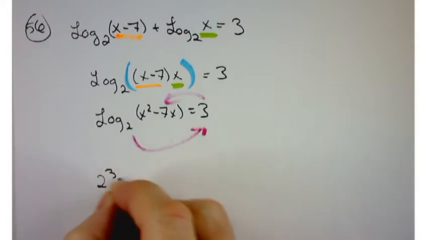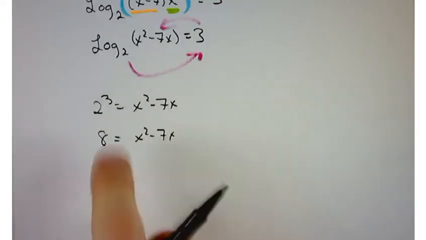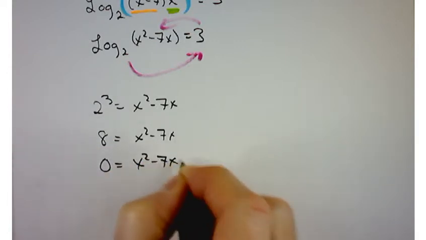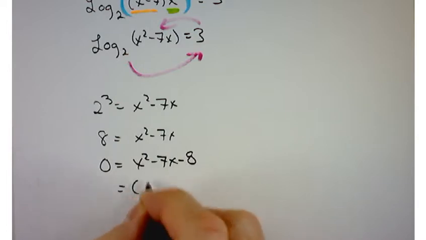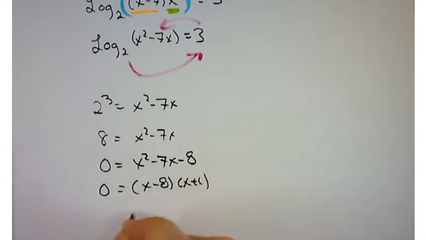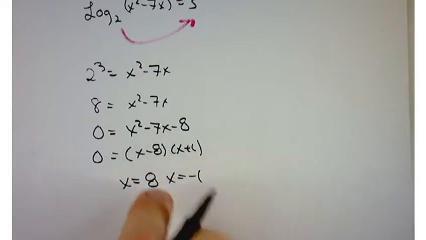2 to the third equals x squared minus 7x, which is 8 equals x squared minus 7x. This is a quadratic equation. Get 0 on one side. Factor and solve. I get two solutions to my quadratic equation. Now these are both solutions to my quadratic equation.